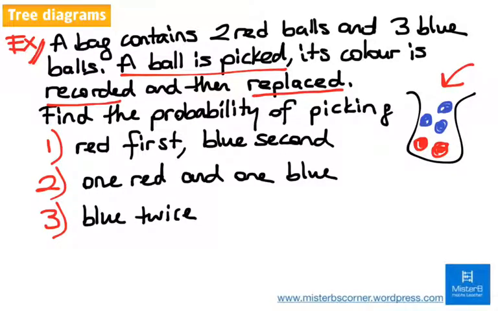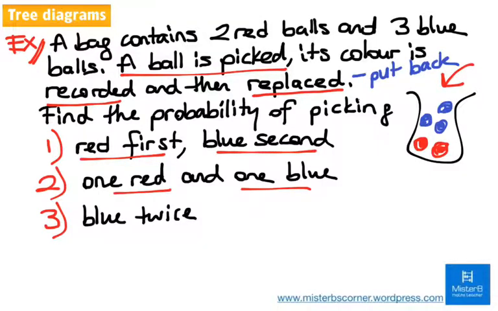Right? Now the questions are, find the probability of picking red first and blue second. Or, in the second one it says 1 red and 1 blue. You will see that these two questions are actually asking different probabilities. And find the probability of picking blue twice. Right? That's what we're going to find out. Now, before working on this, we have to draw a tree diagram. Let's see how.